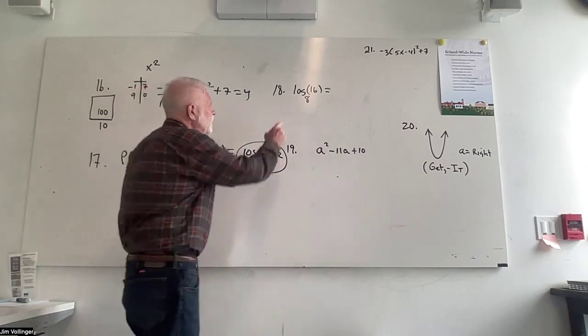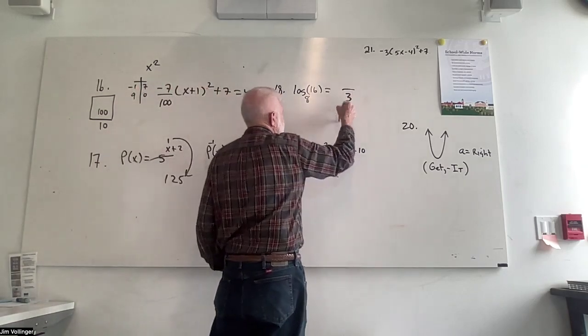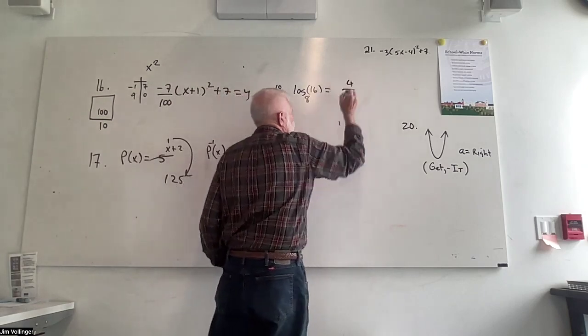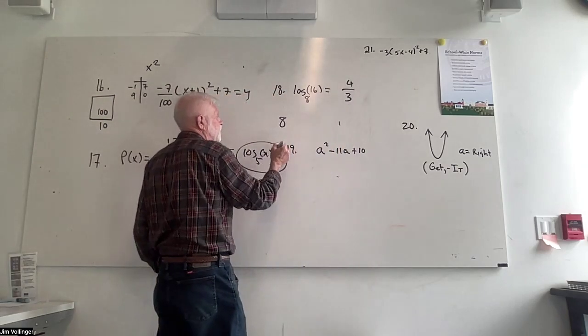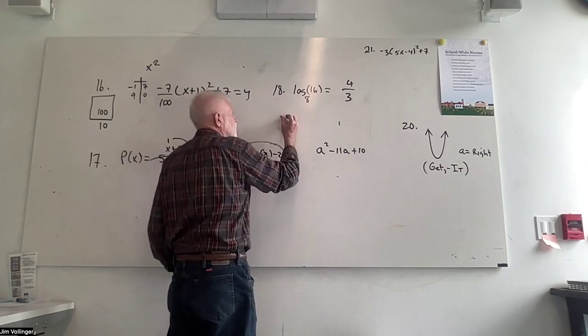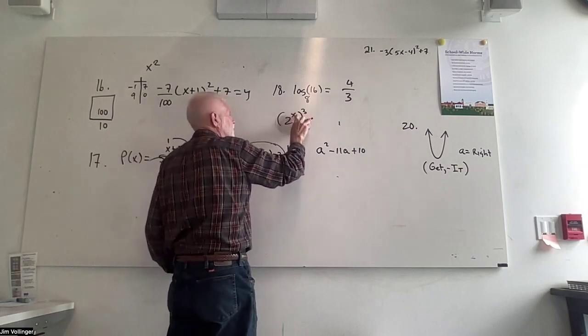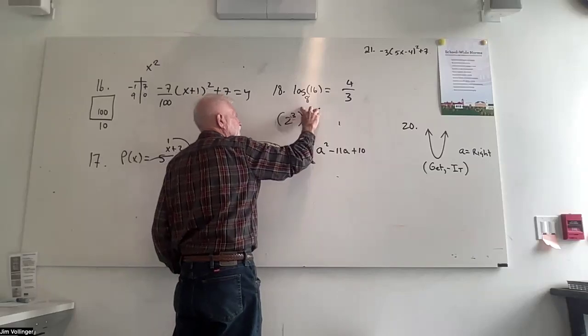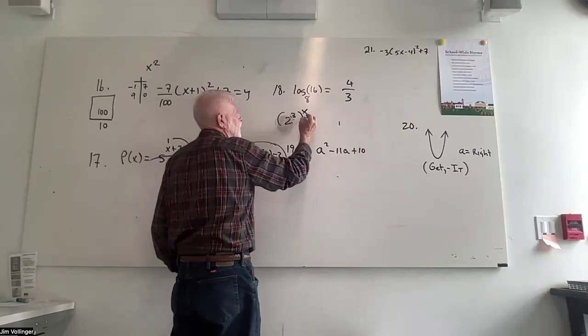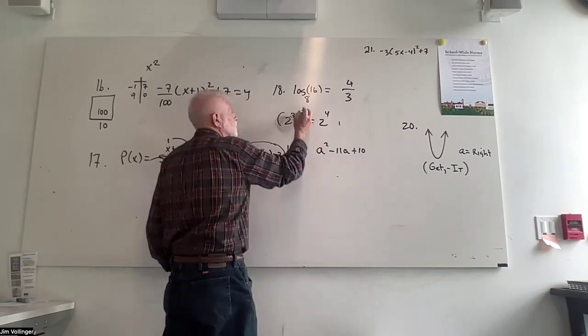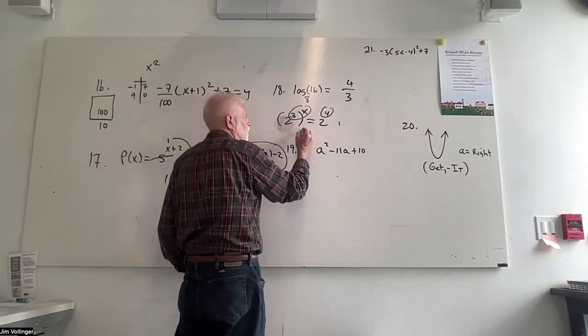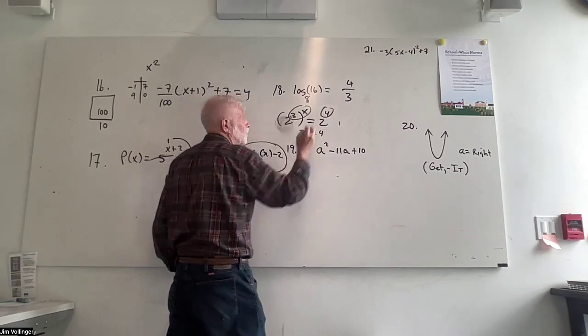All right, log base 8. I can see I need a cube root. Cube root of 8 is 2, and I've got to do it to the 4th. And the way you can get that algebraically is to rewrite 8 as 2 to the 3, and I'm raising that to the x power. And 16 is 2 to the 4. So therefore, 3x has to equal 4. 3x equals 4. When is that true?